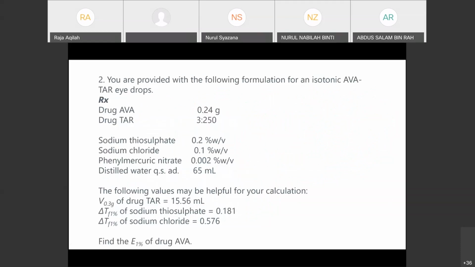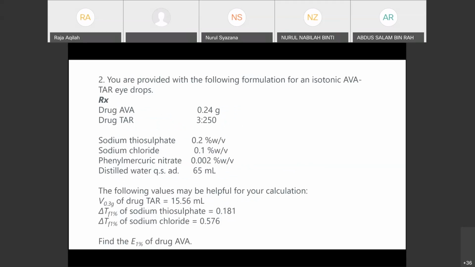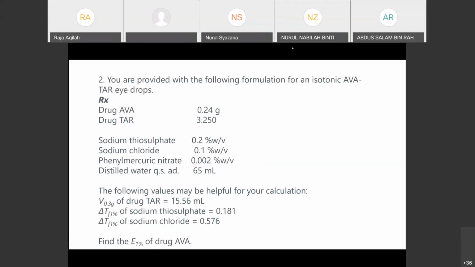Over here, with very similar questions, the major difference between the first question and the second question is this. In the first one, I said tonicity is not needed for the following formulation. I didn't specify this as an eye drop. If I specify this as an eye drop, probably the answer will be different. But over here for question 2, I asked specifically for eye drops, so then the rules apply again.